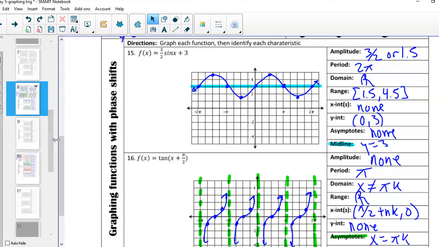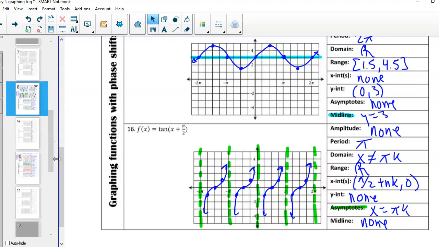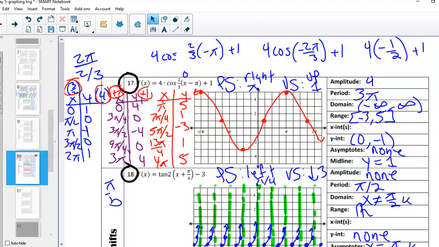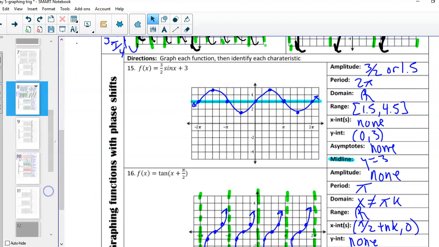For number 16, the x-intercept, what is that? Pi over 2 plus pi k, comma 0. Okay. So if you didn't get some of the characteristics, you can get those later. For 16, you can just add pi over 2 to all the x's. Was it plus or minus? You're really subtracting pi over 2. So subtract all the x's by pi over 2.